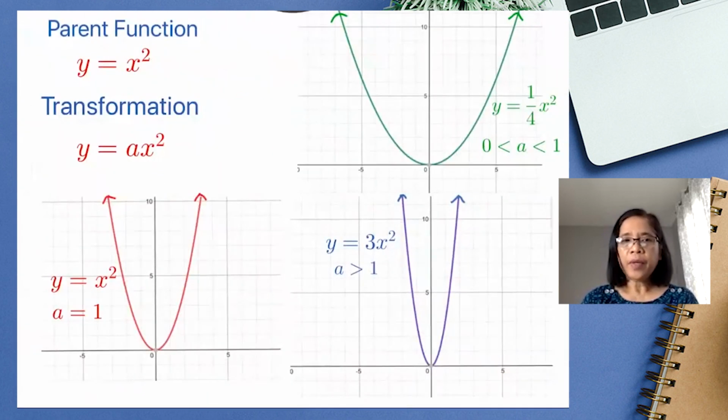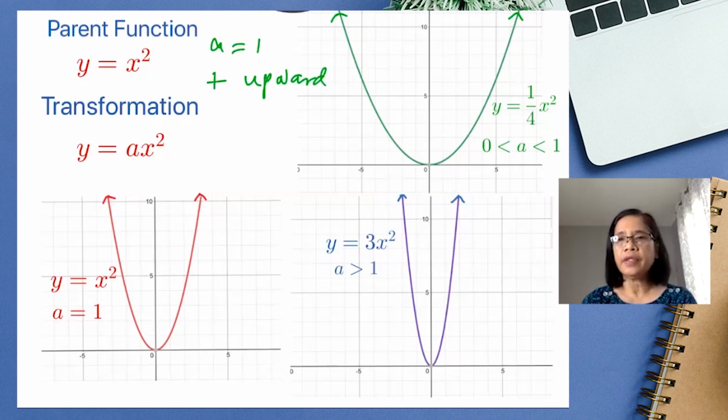So starting with the parent function y is equal to x squared, a here is equal to 1. a is the coefficient of the quadratic term. When a is positive, the parabola faces upward. Okay? So now we're describing the orientation. And when a is negative, the parabola faces downward. So that's the effect of changing the sign of a.